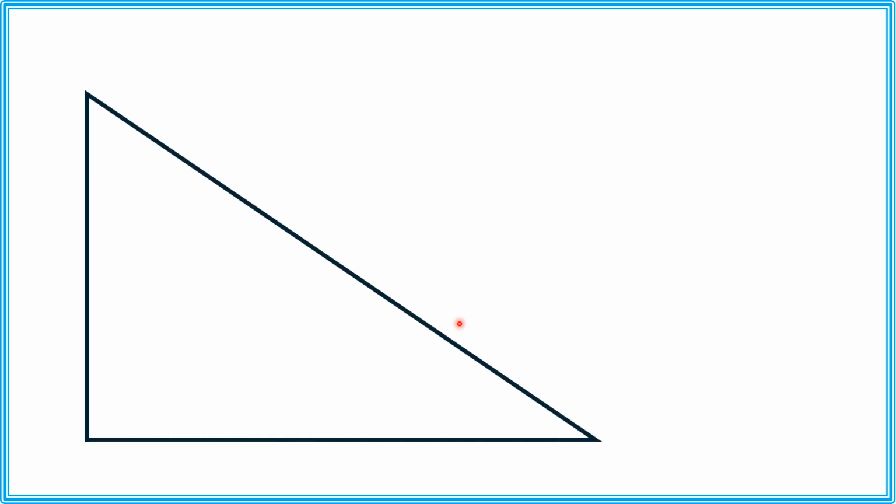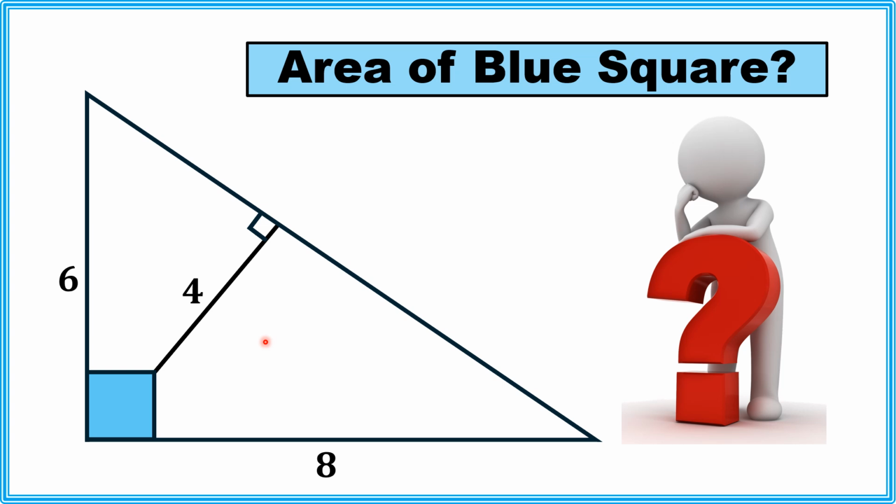Hello everyone. In this video, given is a right triangle with side lengths 6 and 8. A square is given over here, and a line segment from this vertex of the square is drawn to the hypotenuse of this right triangle in such a way that it is perpendicular to the hypotenuse. If the length of this line segment is 4 units, then by this given data we have to find the area of the blue square.